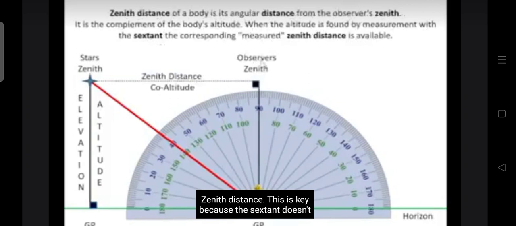Zenith distance. This is key because the sextant doesn't measure zenith distance. It's a complement of the first measurement, the angle. Zenith distance of a body is the angular distance from the observer's zenith. So you see, it's the angular distance from your zenith. It's the complement of the body's altitude. When the altitude is found by measurement with the sextant, the corresponding measured zenith distance becomes available. As you can see there with the blue dotted line. That is the radius from the GP of the sun or star to you. That is in nautical miles. Next slide.